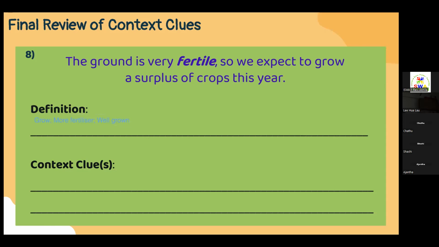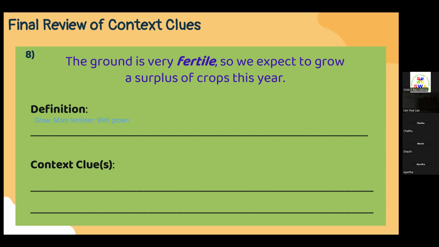Oh, I see Chatu unmuting. Do you want to share? They expect the surplus of crops this year will grow. Okay. Okay, Bhumi, you are saying that because we expect to grow a surplus of crops this year, that makes you think that the ground can grow crops, right?